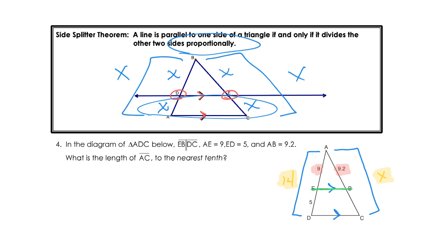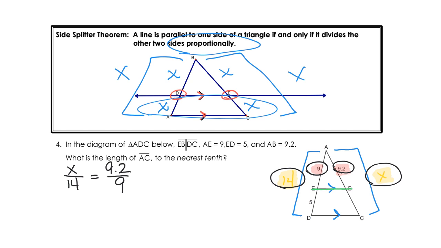All right, so now we're going to go ahead and take our X over our 14 and put that equal to 9.2 over 9. So you can see that I went from the right-hand side to the left-hand side, and then the right-hand side to the left-hand side for my second fraction. So both fractions are set up the same. And so now we'll cross multiply.